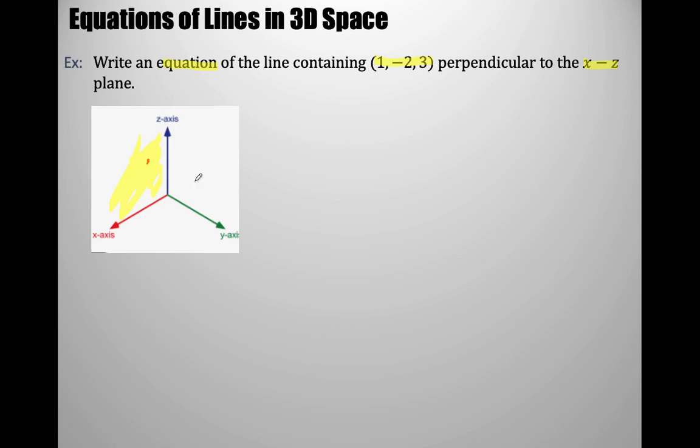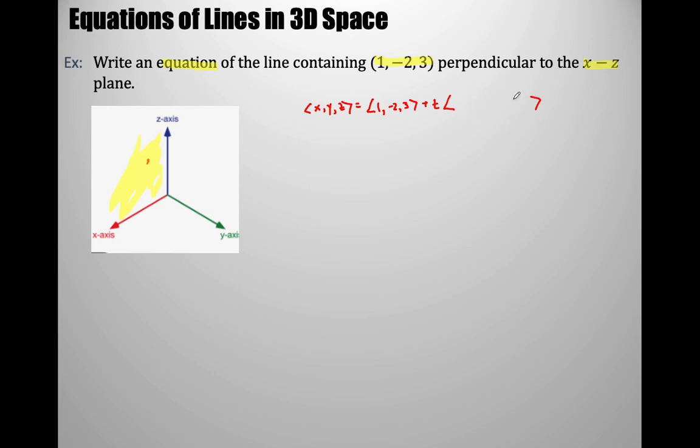So, what do you suggest? Now, to write the equation of a line, I know I'm going to start with, in vector form, the point I'm given, plus t times something. Right? I need a direction vector.